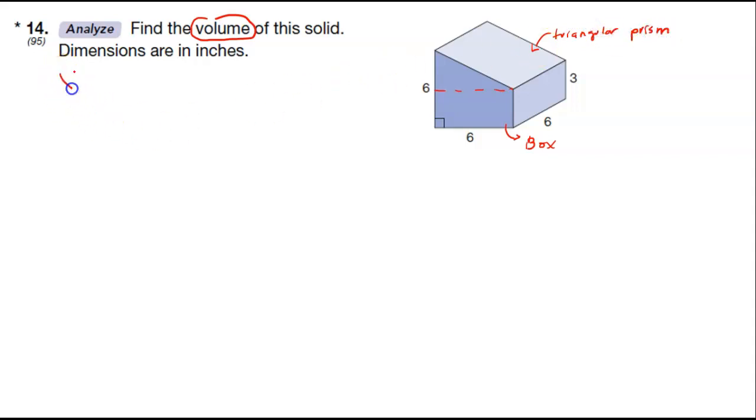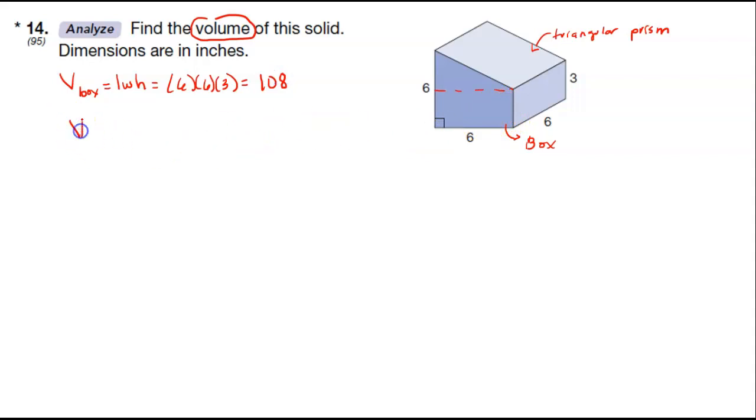So I'm going to find the volume of the box. That's going to be length times width times height. So what do we have here? I have 6 times 6 times 3. If I plug that into my calculator, 6 times 6 times 3 is 108. So that's just the volume of the bottom part.